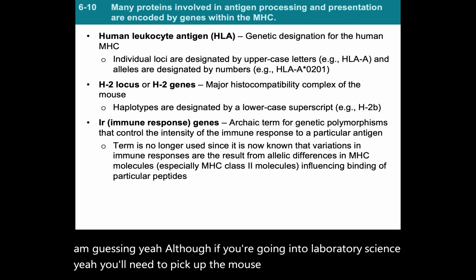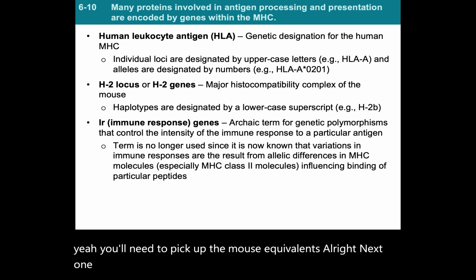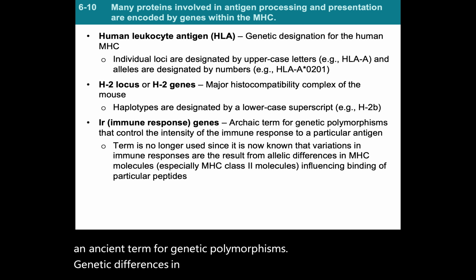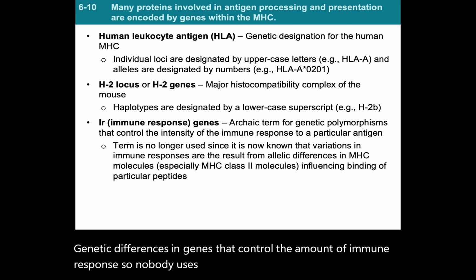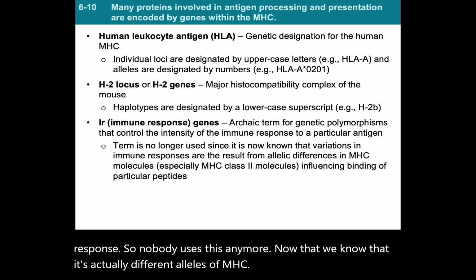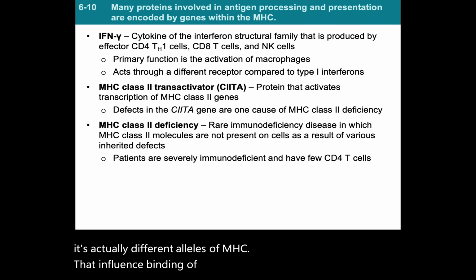All right, next one are our IR genes, immune response genes. So it's an ancient term for genetic polymorphisms, like genetic differences in genes that control the amount of immune response. So nobody uses this anymore. Now that we know that it's actually different alleles of MHC that influence binding of peptides. So there we go.